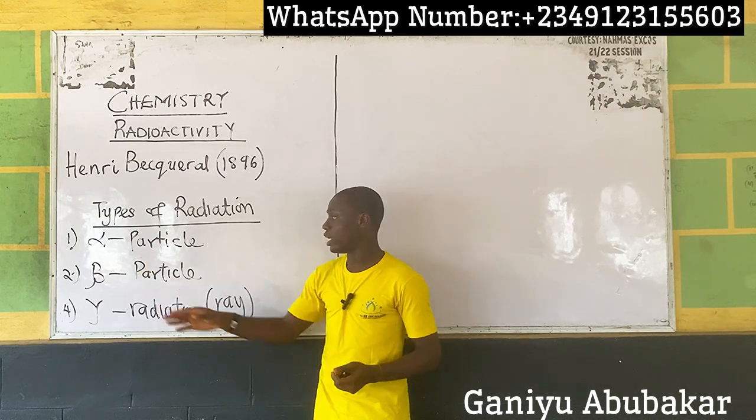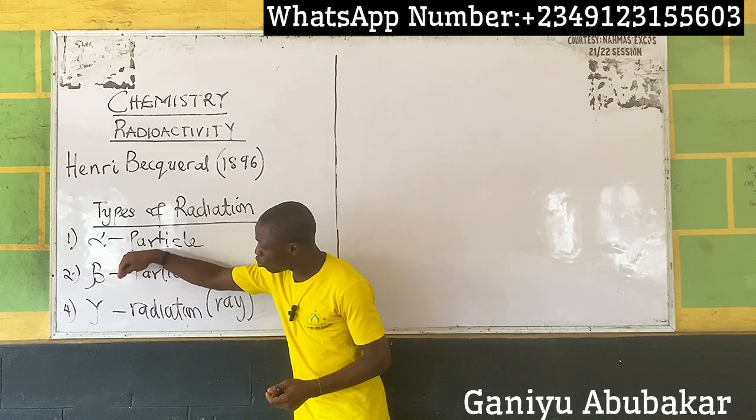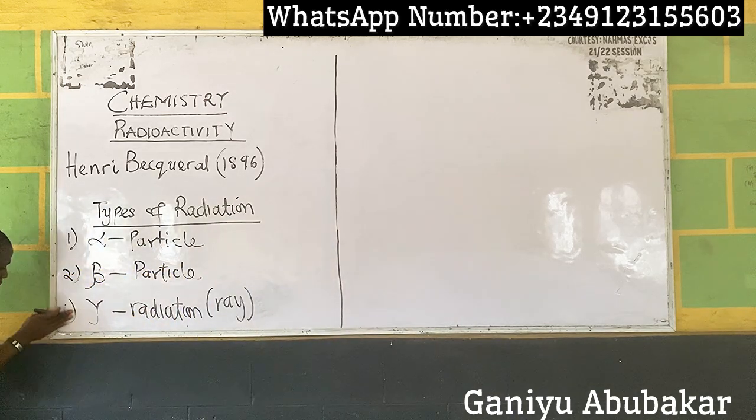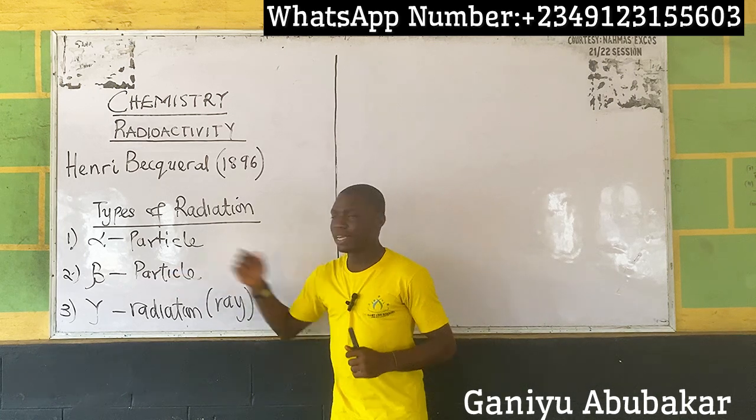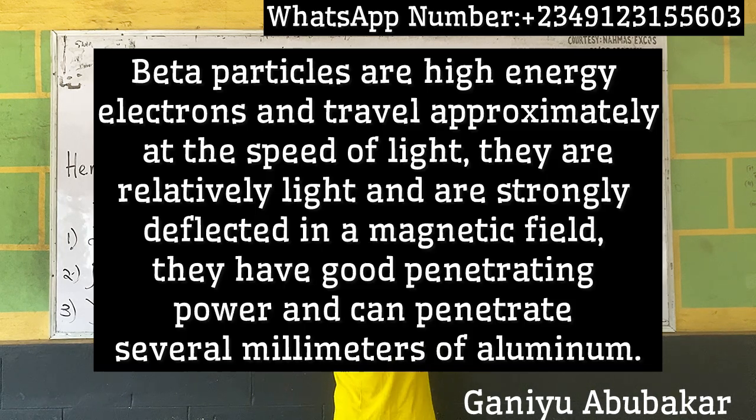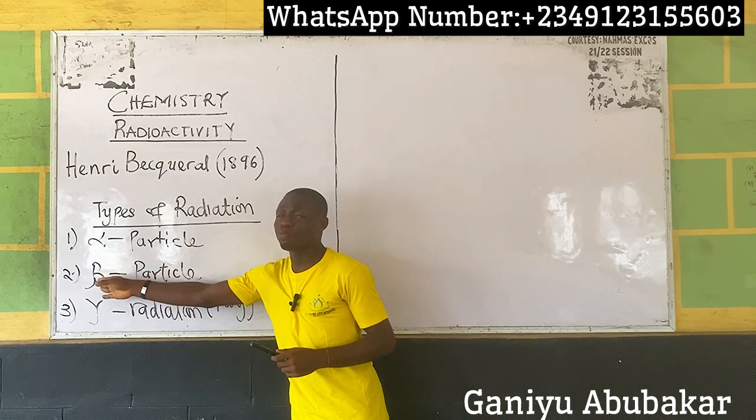Let's do number two and three, and then we'll explain them as we proceed. Let's explain beta particle. Beta particles are high energy electrons and travel approximately at the speed of light. They are relatively light and are strongly deflected in the magnetic field. They have good penetrating power, penetrating several millimeters of aluminium. So that's the explanation of beta particle.